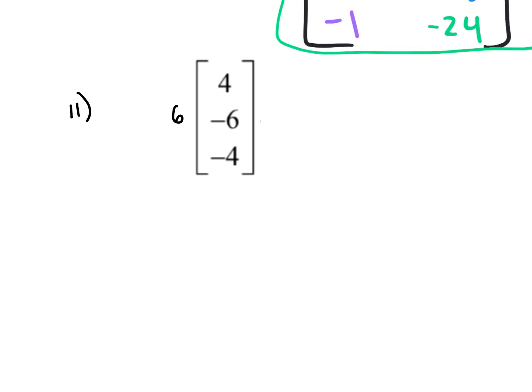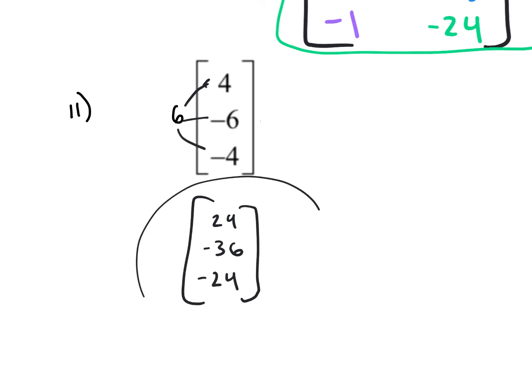So make sure that 6 gets distributed to everything inside your box. So 6 times 4? 24. 6 times negative 6? Negative 36. And 6 times negative 4? Negative 24.